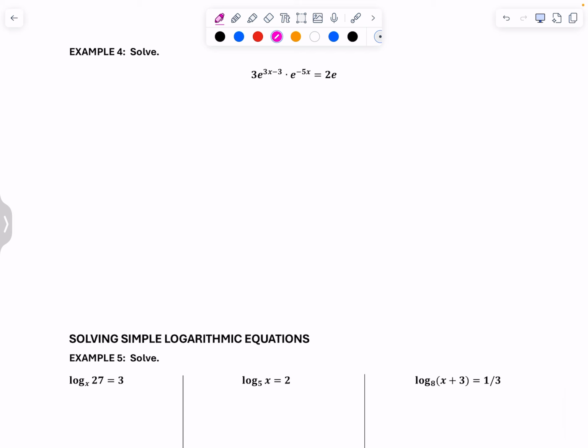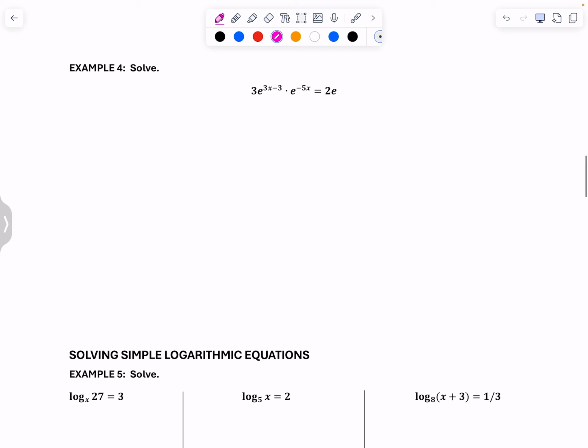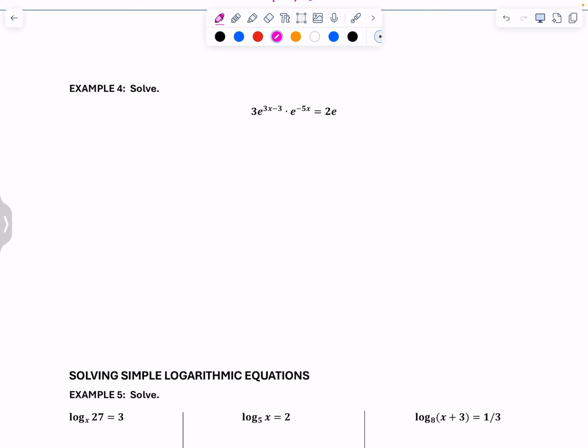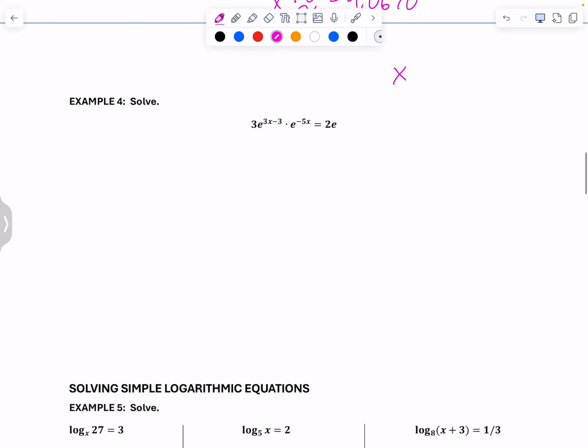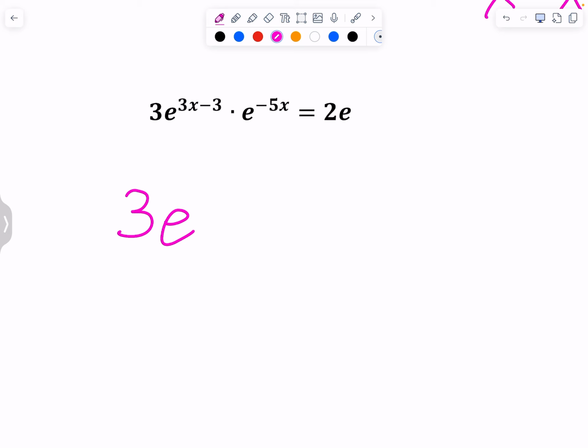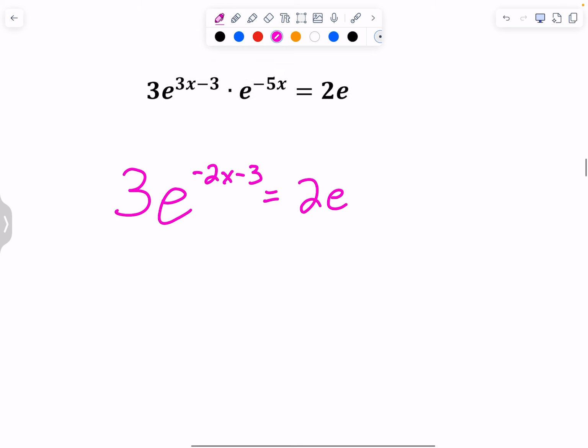Okay, so we have this now. Just a reminder. You see that the bases are the same? They're both e. What do I do if it was like this? X squared times x to the third. That would be x to the fifth. Because when the bases are the same, I take my exponents and add them. So this becomes 3e, and now I am going to add my exponents. So 3 plus -5 is -2x equals 2e.